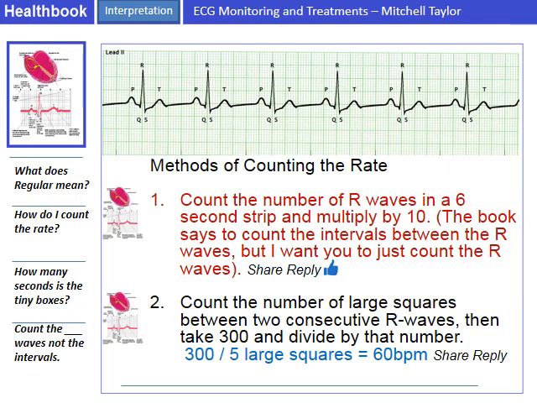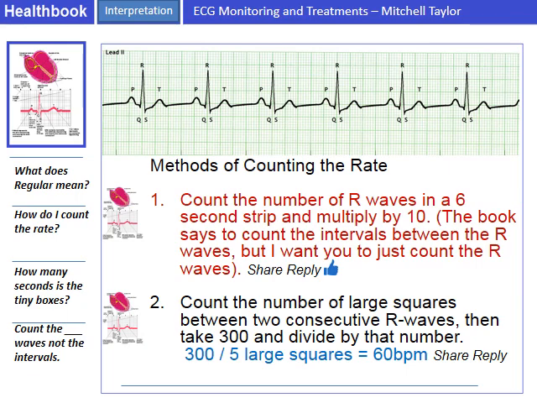So despite what your book says, I would like you to count the number of R waves within the 6-second strip. You count 1, 2, 3, 4, 5, 6, and you multiply that by 10 because this is 6 seconds. We need to get 60 seconds, or a minute, because your heart rate is in minutes. If I say you have a heart rate of 70, what do I mean? Beats per minute. This is just a snapshot of what's going on. Hopefully we'll get a 6 seconds that's representative of your heart rate.